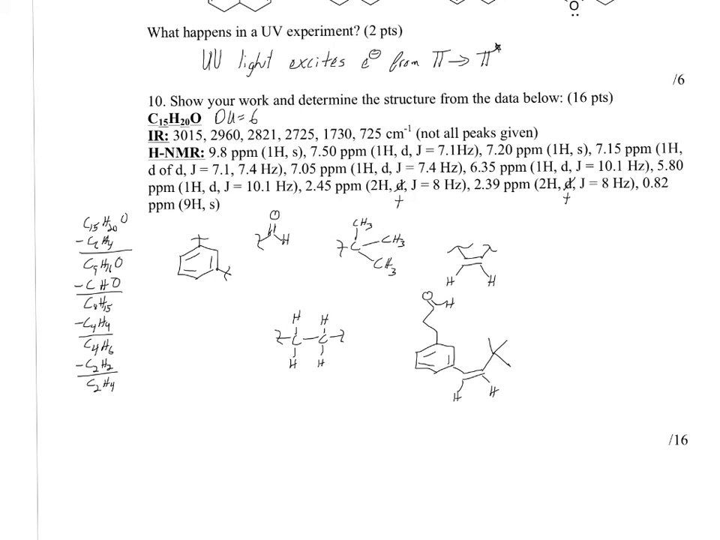Now I got to put it all together. At this point, one possible combination would be to put the tert-butyl here. I think they have to be off the alkene, the benzene, and then these H's are both at 2.4, 2.39. Should be more like allylic, so they should be next to either a carbonyl or the benzene ring, so that makes sense to put them there. And there's your aldehyde piece.